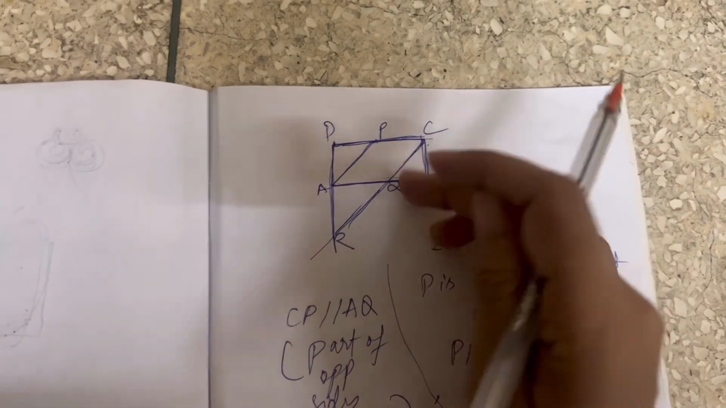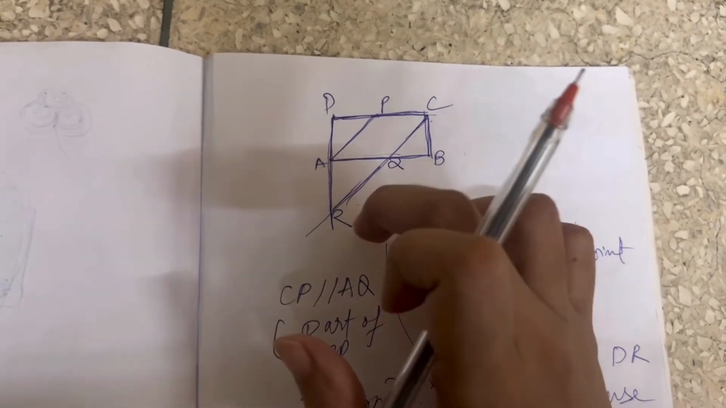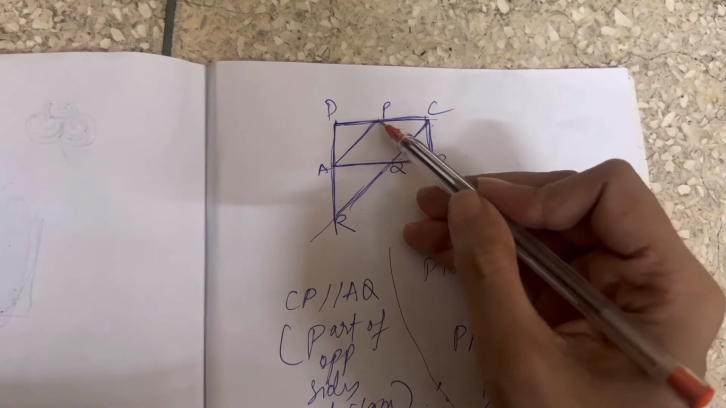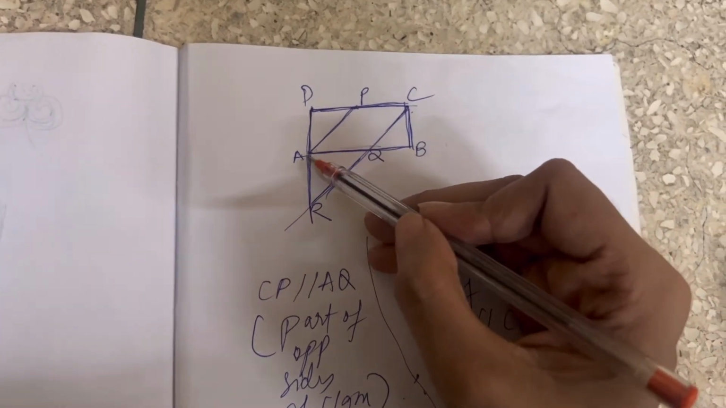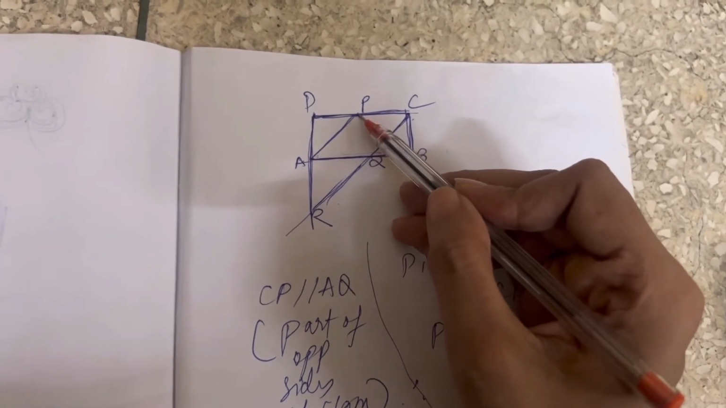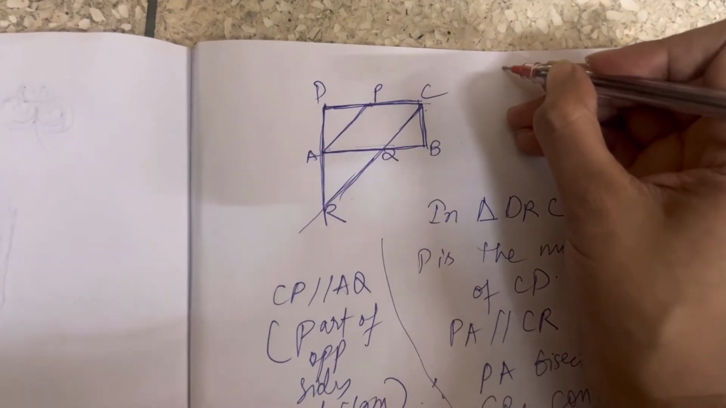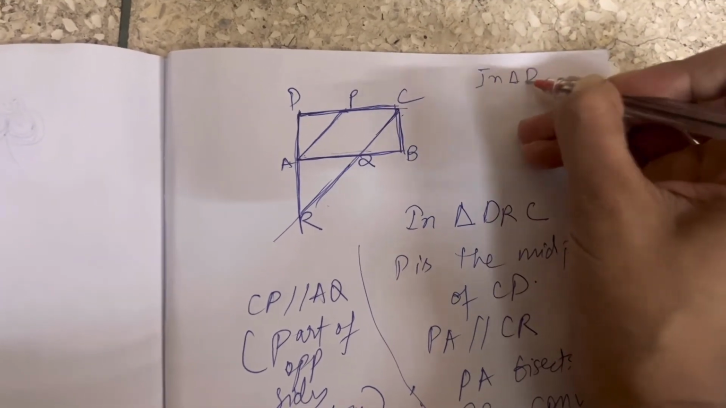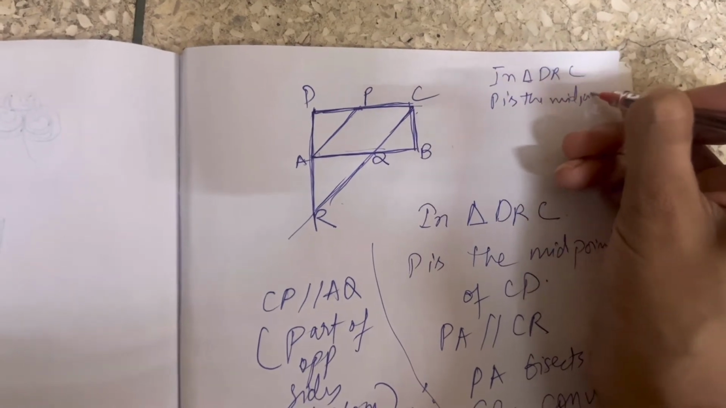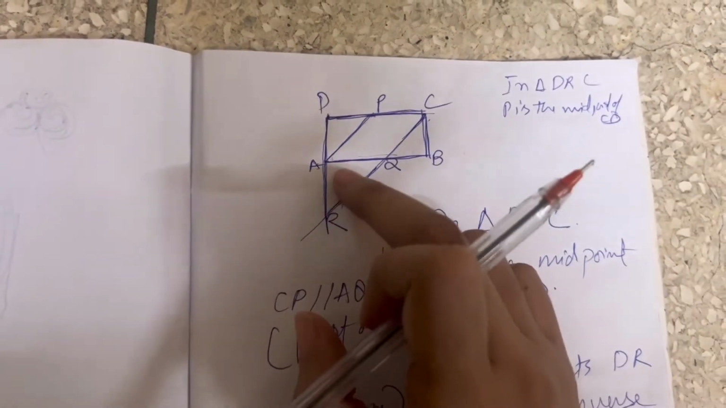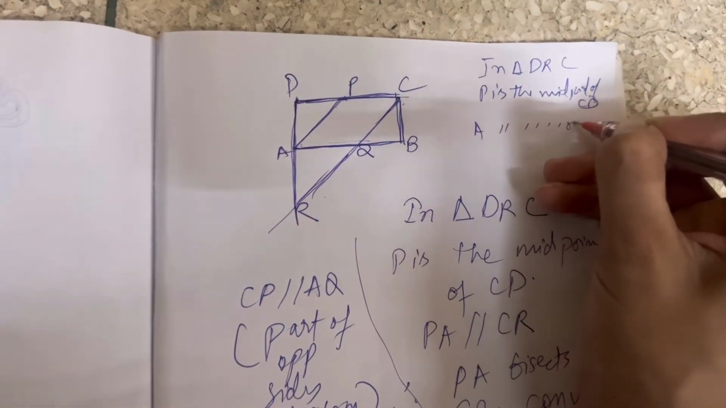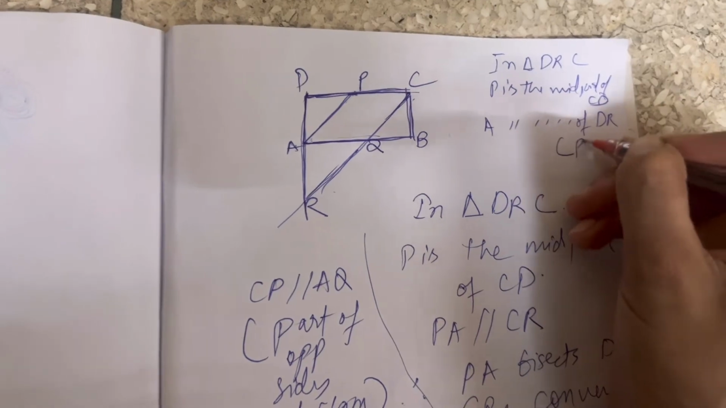Now again, if you see this triangle DCR, we know that A is the midpoint, right? And P is also the midpoint. By now it's understood, right? Again in triangle DRC, P is the midpoint of CD and A is also the midpoint of DR, right? We just proved it. A is the midpoint of DR. Here you will write proved.